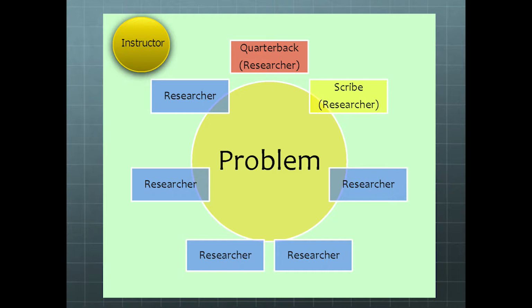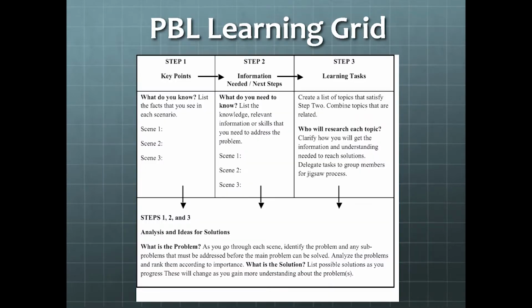And the instructor's role is that of facilitator, standing off to the side. What happens is the quarterback will read the problem, everybody listens to the problem, and then they go through a process of brainstorming to reach some ideas about what they know, what they need to know, and where they're going to go to get more information. I'll show you that in a minute. That is what we call the PBL learning grid.